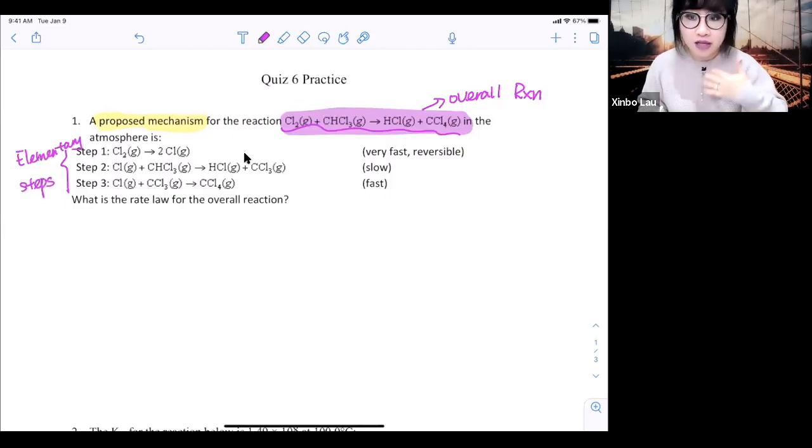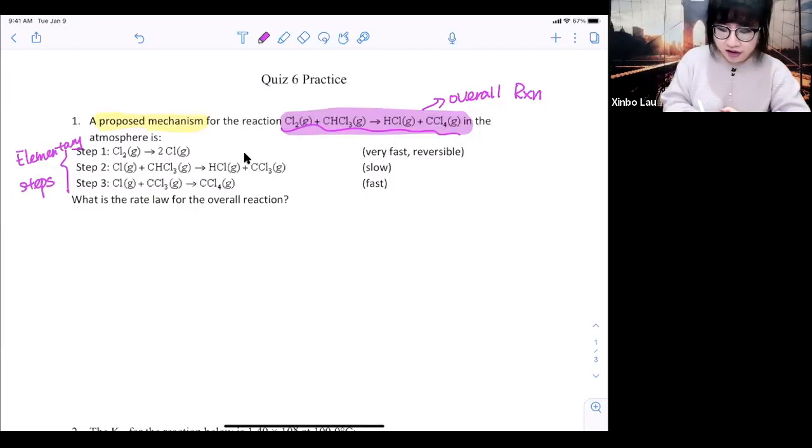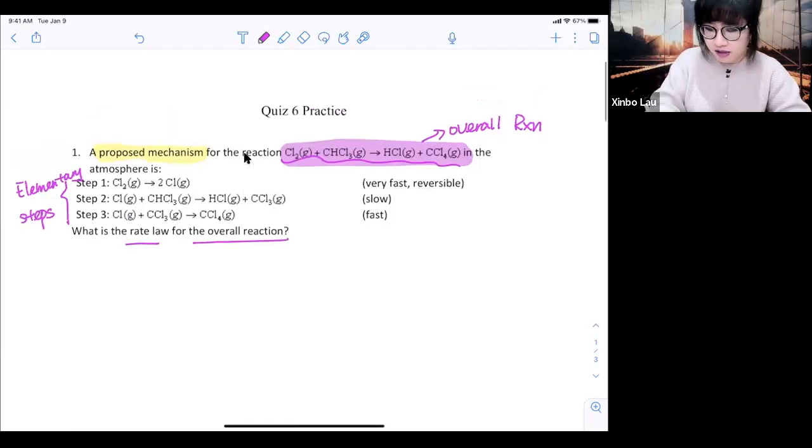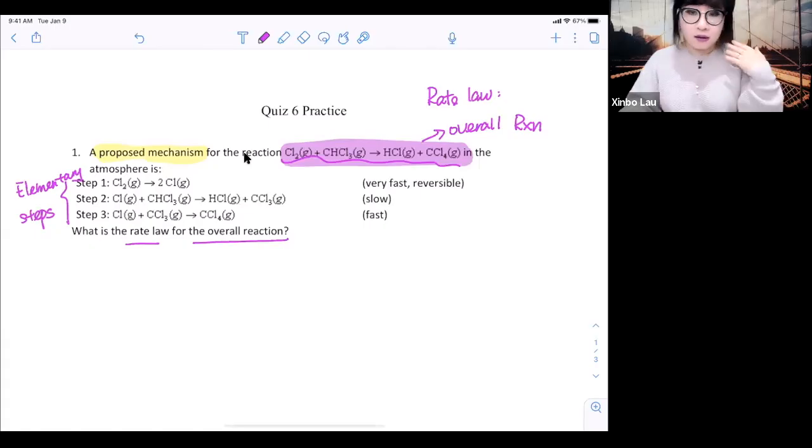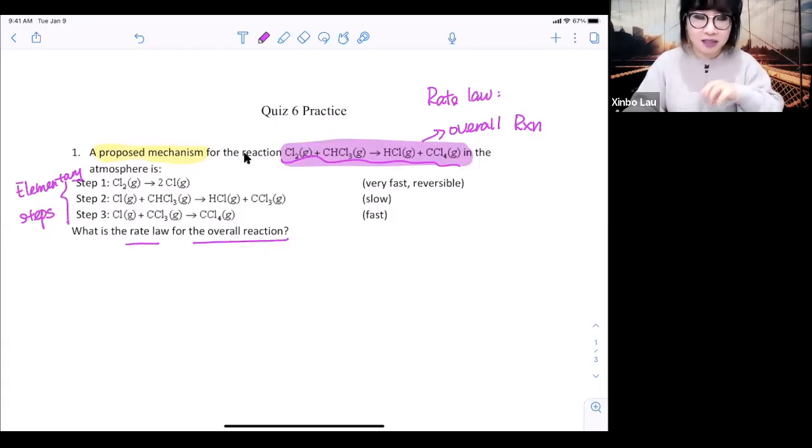Now, in order to figure out the rate law for this overall reaction, based on what we did earlier in chapter 12, what are we supposed to do? Not talking specifically about this question, but based on past experience: if you have an overall reaction and you're not given a mechanism, how can you figure out the rate law?